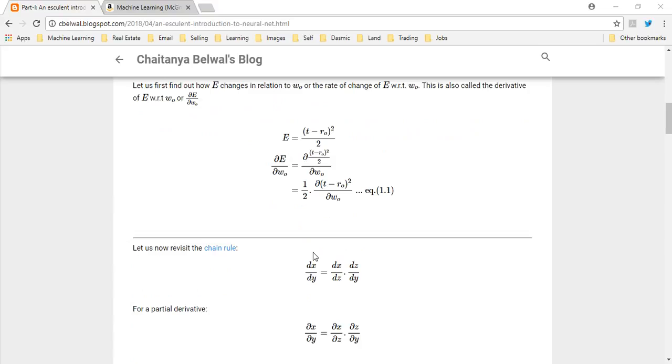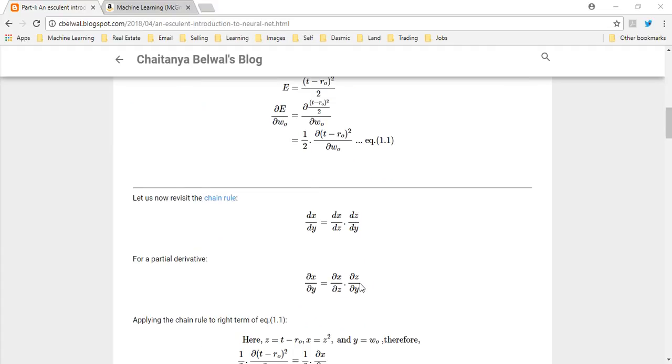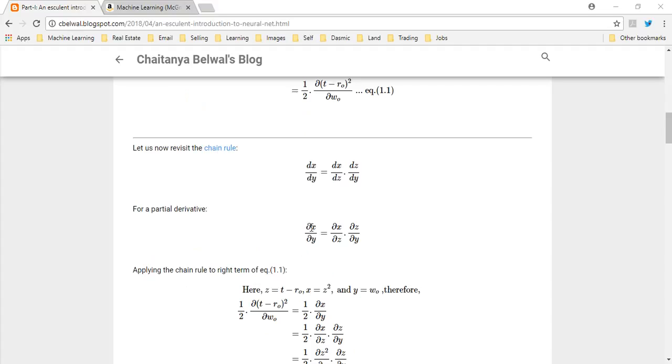Now chain rule is very fundamental to understanding how propagation works. The chain rule is a very simple equation which says if you have a dx by dy, you can break it up into the rate of change of x in relation to z and the rate of change of z in relation to y. The same thing can be expanded for a partial derivative, where the rate of change of x in relation to y can be the partial derivative of x in relation to z and the rate of change of z in relation to y.